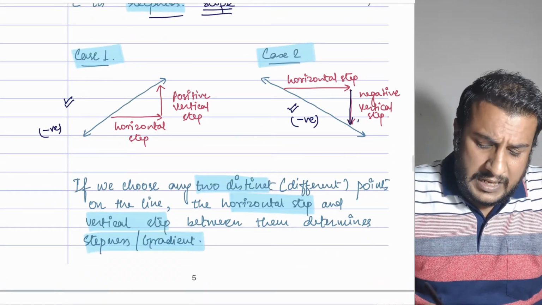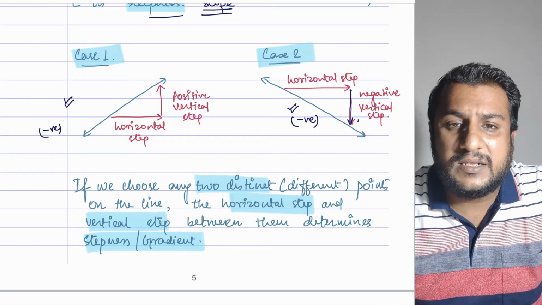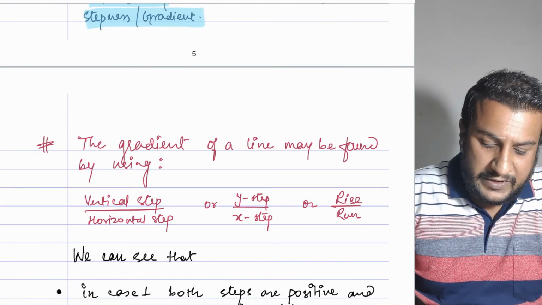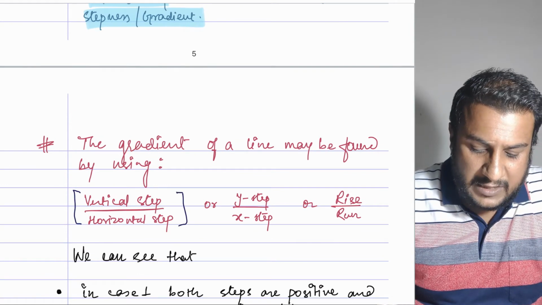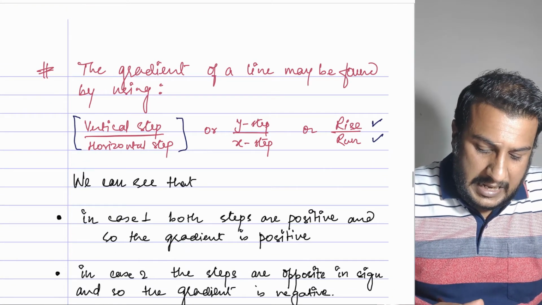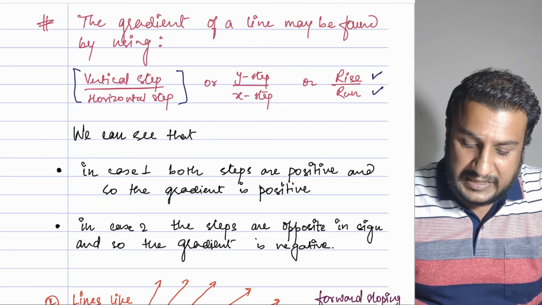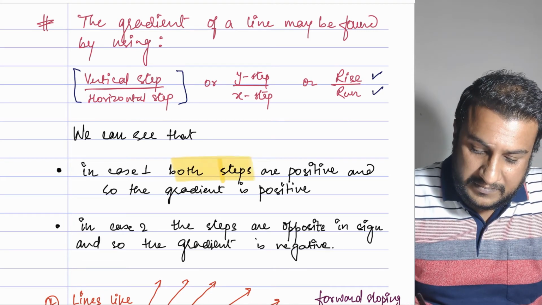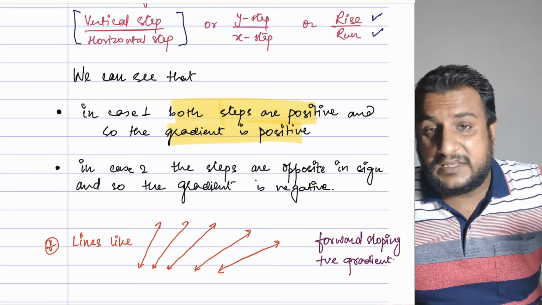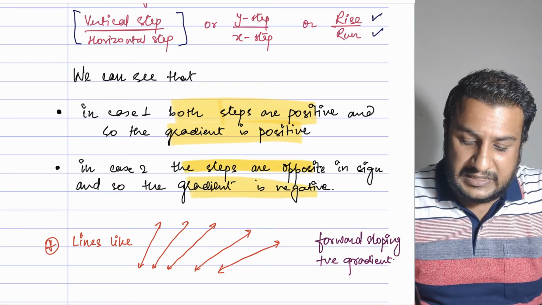Now if we choose any 2 different points on a line, the horizontal step and the vertical step tell us the gradient or slope of that line. So for the gradient we use a formula, that is vertical step divided by horizontal step, or we use this term, rise over run. Now we can see in case 1 both the steps are positive as we discussed, so the gradient is also positive. Now in case 2 both of them are on opposite sides, since we are moving towards the right in the horizontal step and down in the vertical step, so the gradient is negative.